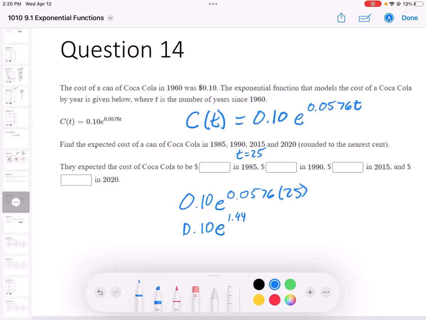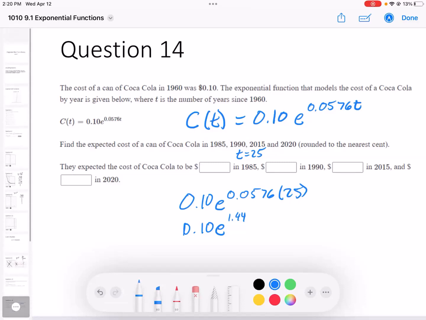And there's other spots as well, like you say, oh, 1990 is 30 years after 1960. And 2015 is 55 years after 1960. And so you plug it in a couple times with different values for t. So that's question 14. I think we went through almost everything.